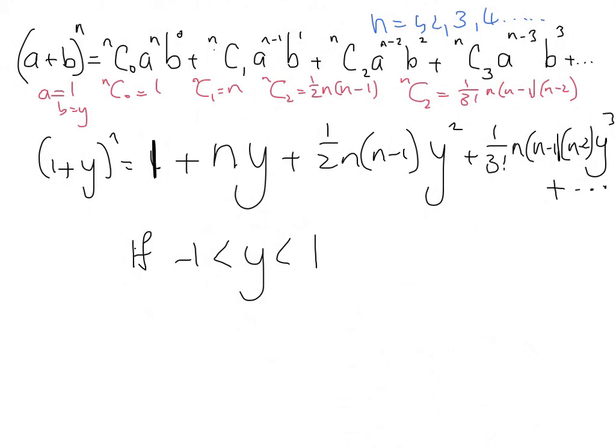So that's how we construct the binomial expansion that we use in C4, where n is any real number, so not just a natural number, which is what we required in C2.